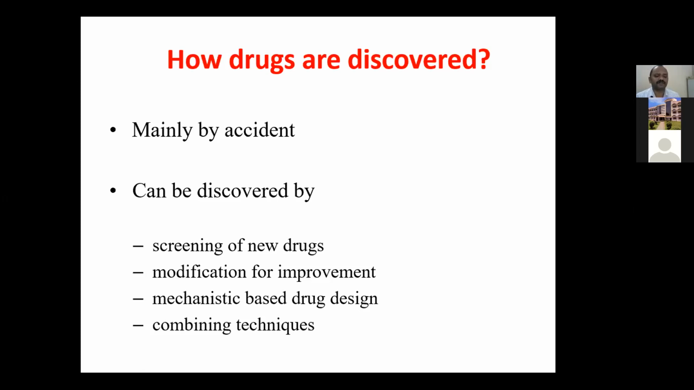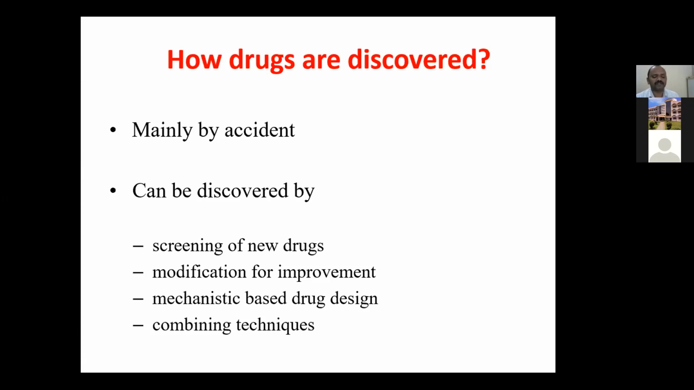Maybe with a better understanding of biology, chemistry, and all the different disciplines of drug discovery, we may be able to discover the drug as we wish. Hopefully in the near future we will do it that way. But you can see that drugs can be discovered mainly by screening of new drugs. Instead of saying screening of new drugs, we can say screening of new ligands.